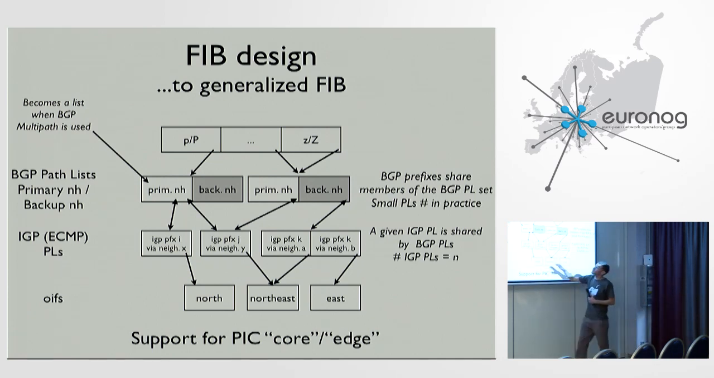A path list is a combination of a set of primary next hops. It's more than one if you have BGP multipath enabled, and a set of alternate next hops. Okay? These next hops themselves point towards a given IGP prefix. So it points towards the information that I described earlier that tells you for which destination address inside your IGP you have to send your traffic to. From this adjacency, we have a pointer towards the outgoing interface that has to be used.